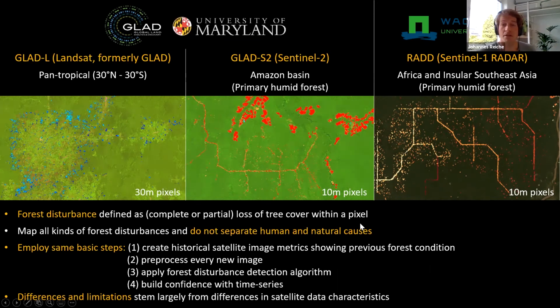In all 3 systems, the definition for forest disturbance is similar, if not more or less the same. All systems map all kinds of forest disturbances and do not separate human from natural causes. So that is important. They do not make a separation between a wind throw or a meandering river, for example, from selective logging or smallholder agriculture. The methods employed are largely identical, and the differences stem mainly from the characteristics of the different sensors themselves.